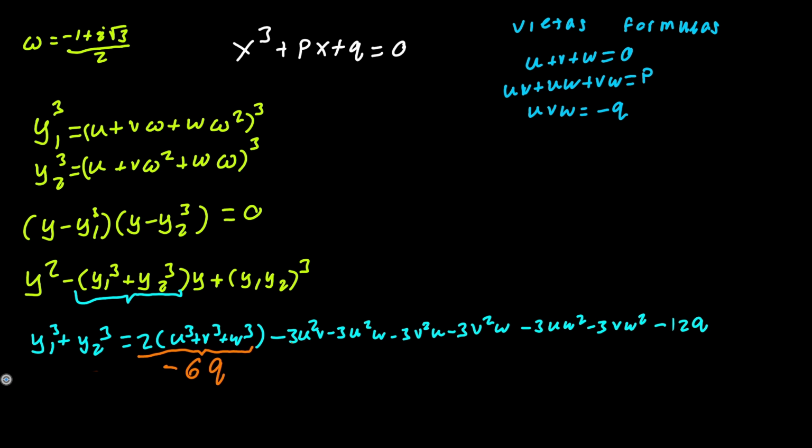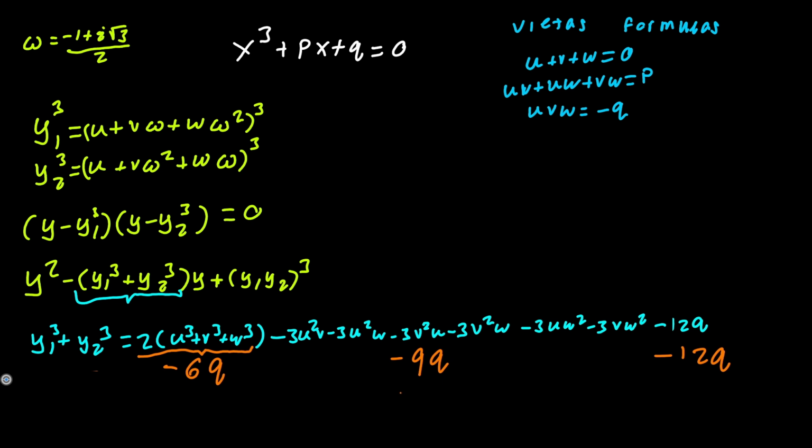And since we already looked at this portion as well, we could already just assume that we will have negative 9Q. Because this is also just what we had earlier. Negative 3 times the pair of the roots times the sum of the roots, which gives 0. And plus all of this, which becomes negative Q. So we have all Q's now.